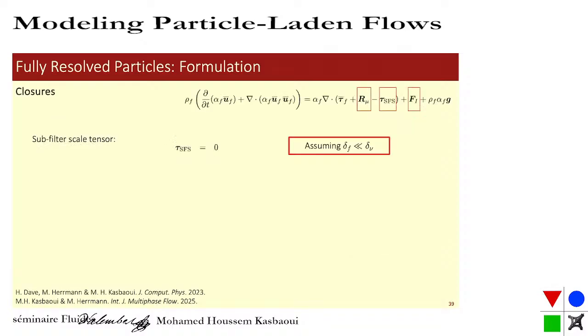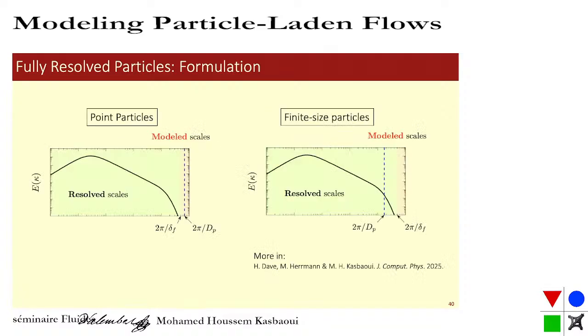All right, so let's talk about closures now, because we have a lot of terms to close. Now, the subfilter scale tensor, circling back to this tensor, here it's going to be negligible. Let me justify that one more time. In the point particle method, we said that the particle wave number is going to be here. The filter wave number is going to be here. Everything is below the Kolmogorov length scale, so we can neglect that tensor.